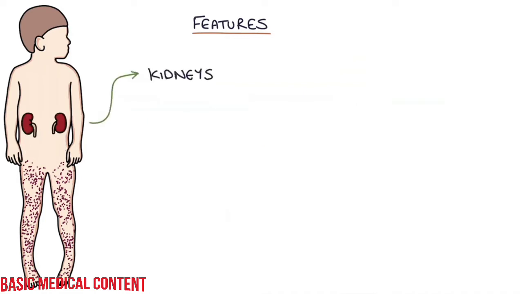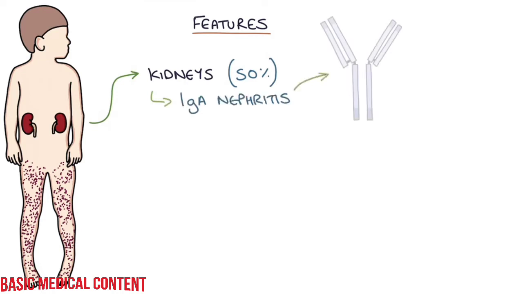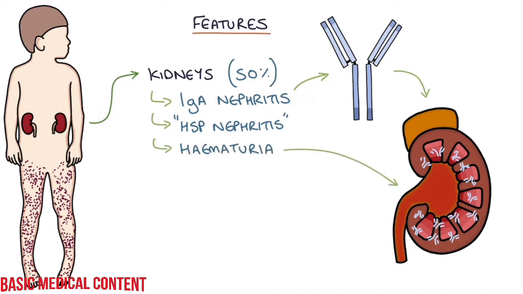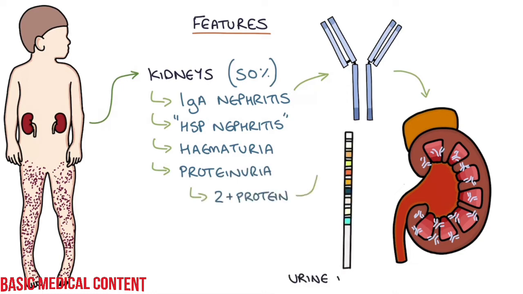HSP affects the kidneys in around 50% of patients, causing an IgA nephritis. This is sometimes referred to as HSP nephritis. This can lead to microscopic or macroscopic hematuria, with invisible or visible blood in the urine, and also proteinuria, where there's protein in the urine. If there are more than 2 pluses of protein on a urine dipstick test, the child has developed nephrotic syndrome and will have some degree of oedema.